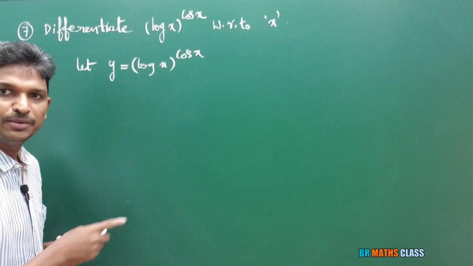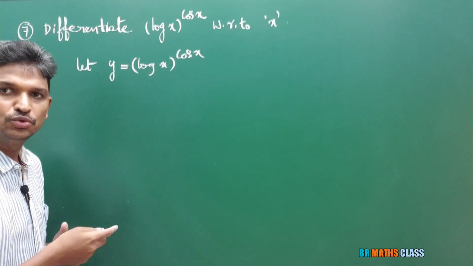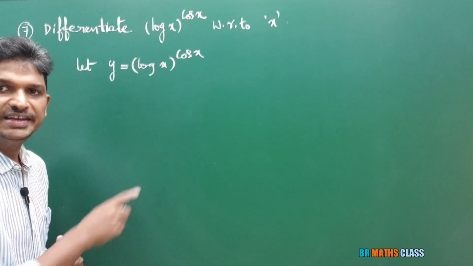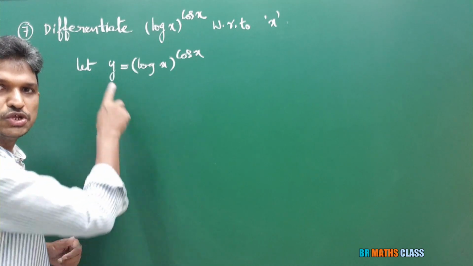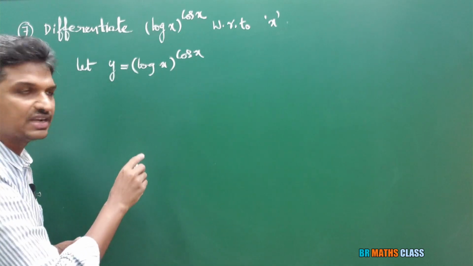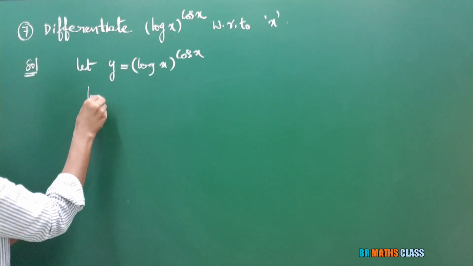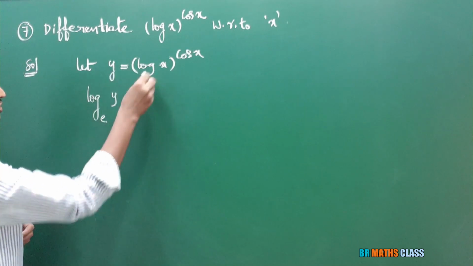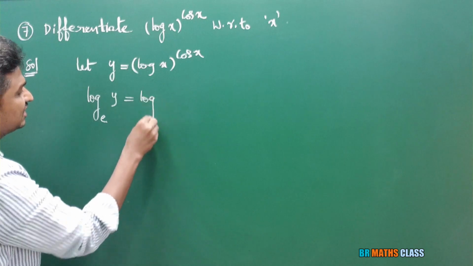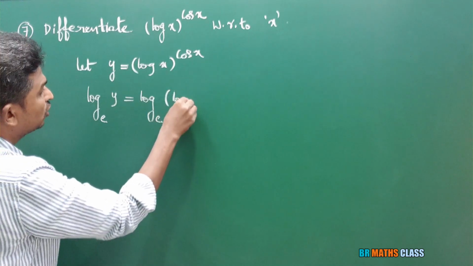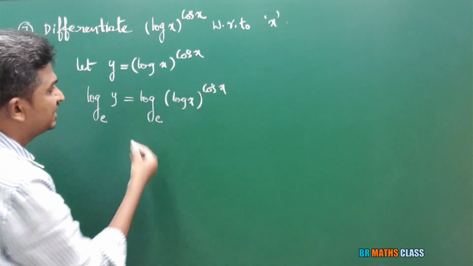What will you do every time at this point? After this, what will we do? In the last problem, what did we do? We took logarithms on both sides. So you write here, taking logarithms on both sides. Or else you can directly write it, it's not a problem. I am taking logarithms of this equation on both sides. See, log y equals log of (log x) power cos x, base e.